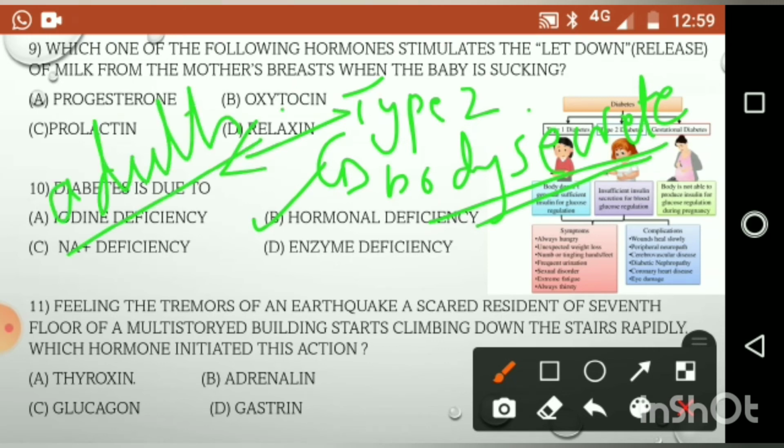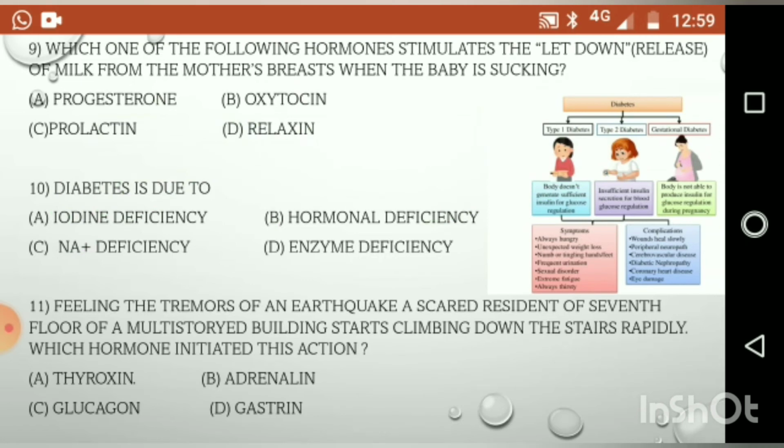Okay, so type 1 diabetes is mostly found in younger people, and type 2 diabetes is mostly found in adults. In type 1 diabetes, the body does not secrete insulin. But in type 2 diabetes, the body secretes insulin, but the blood glucose level of that person is very high. Okay, students, so these are the two types of diabetes which you need to remember, type 1 and type 2, and learn the differences also. Now we'll go to the next question.